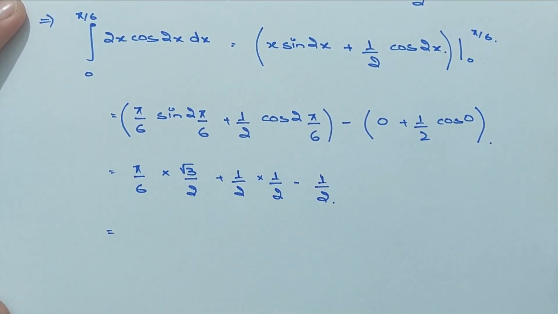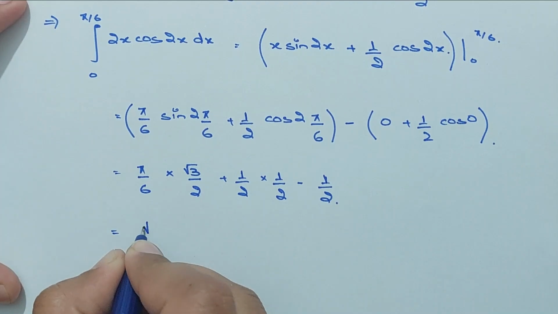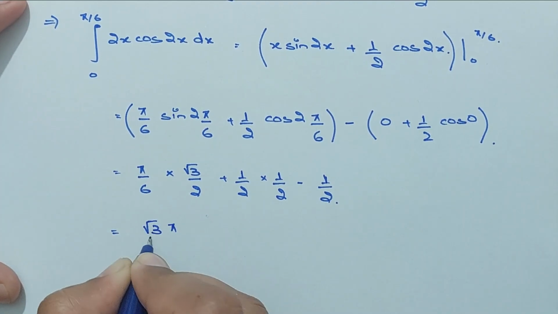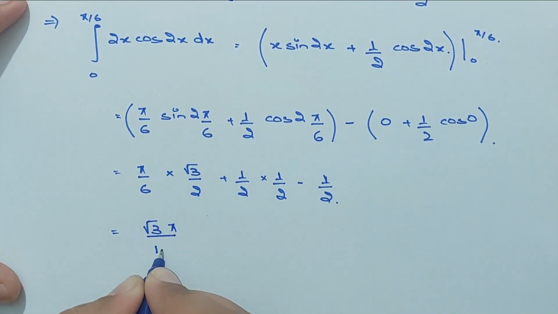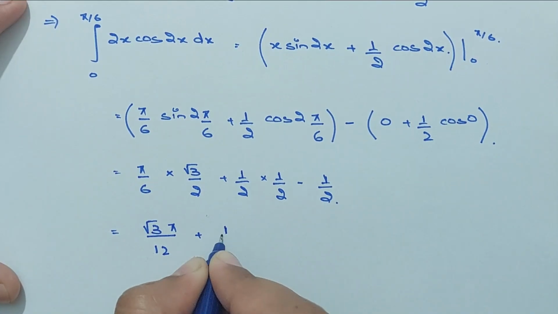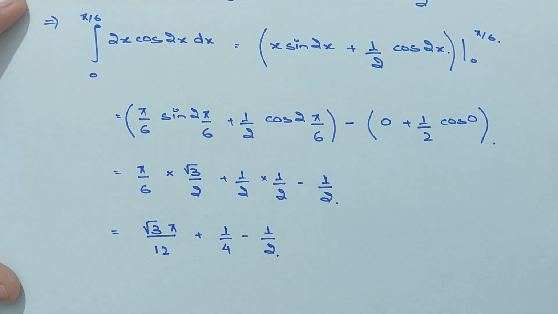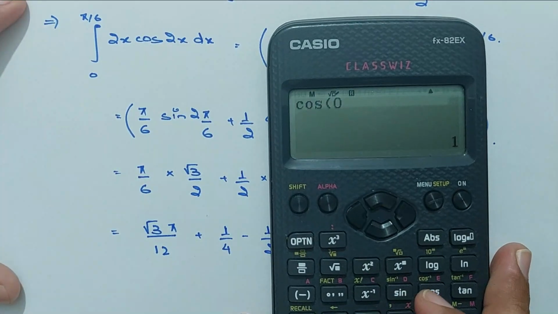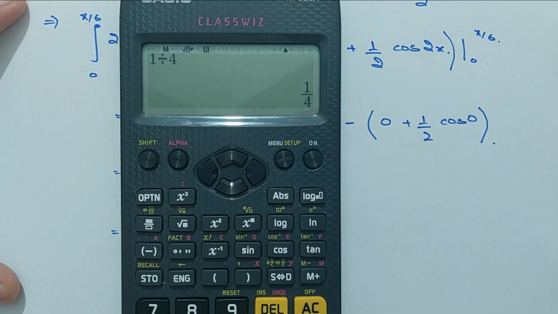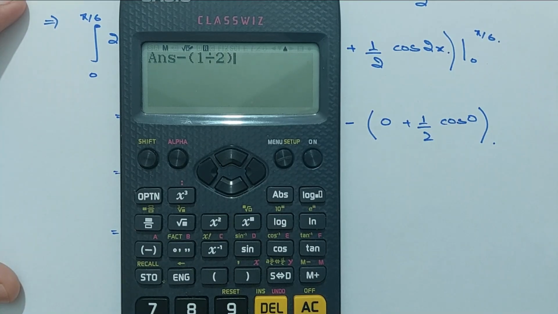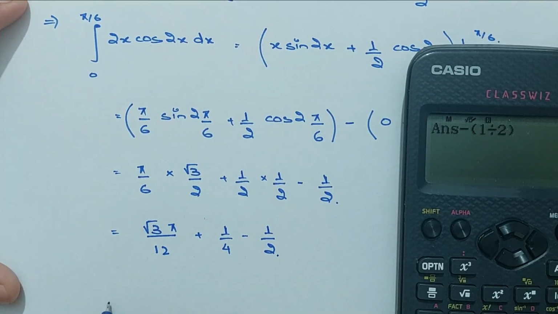So here we have square root of 3 pi over 6 times 2, which is 12, plus 1 over 4 minus 1 over 2. 1 by 4 minus 1 by 2 is minus 1 by 4. So this is square root of 3 pi by 12 minus 1 by 4. This is the exact answer.